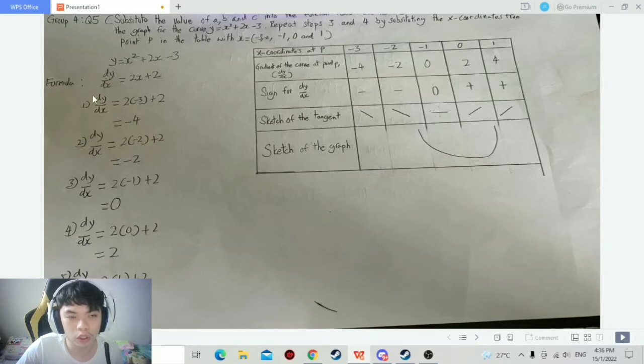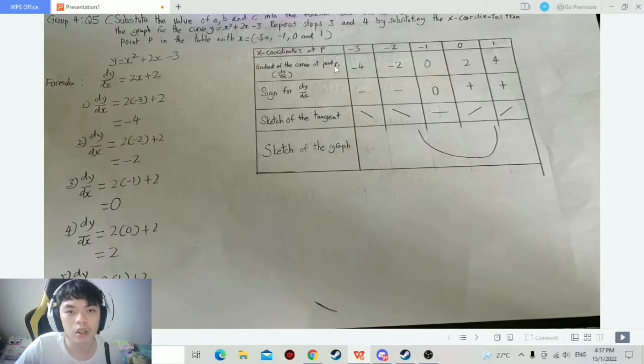For example, the first number that I substitute in after getting the formula is -3, which is 2 multiplied by -3 plus 2, and we will get -4, and so on with the other questions, like -2, -1, 0, and +1. And then after we finish this part, we need to draw a table and replace the numbers from question 4 with the numbers given in question 5, which are -3, -2, -1, 0, and +1.